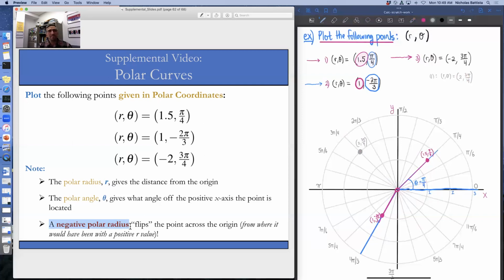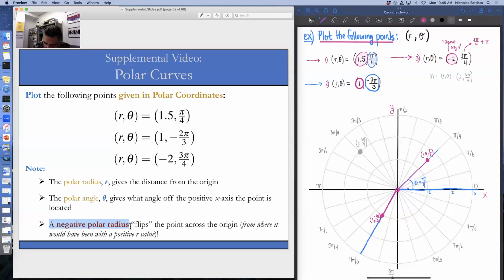Now if you remember what happens when we have a negative polar radius, like we have in this case, what that does is we basically flip across the origin the same distance away from the origin, just along the angle where we take 3 pi over 4 and basically add pi to it. So again, this minus sign says basically flip over the origin. But what we really do in practice is we take this angle of 3 pi over 4 and we add pi to it. That actually does the flipping over the origin.